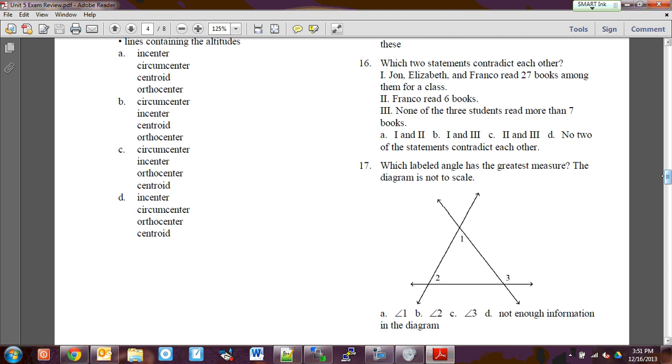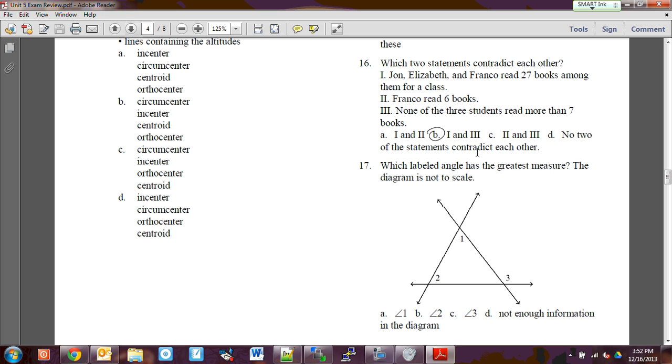All right, now let's do 16 and 17. 16. Which 2 statements contradict each other? John, Elizabeth, and Franco read 27 books among them for a class. Franco read 6 books. None of the students read more than 7 books. Could Franco have read 6 and they still read 27? Yeah, because it doesn't tell us how many John and Elizabeth read. Can the 3 of them have read 27 books, but none of them have read more than 7? Nah, that seems to be a contradiction, because even if they read 7 apiece, that's still only going to be 21 books total. So your answer is B. Statements 1 and 3 contradict each other.